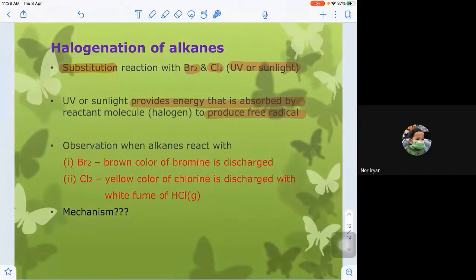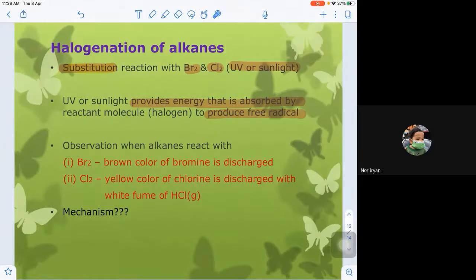Or we also can react it with chlorine. We know that chlorine is yellow in color. So if X is an alkane, it will discharge the yellow color of chlorine. And another observation is the production of white fumes. We can see the white fumes produced. That is the HCl gas that is formed during that reaction. So if you are using bromine, only one observation. But if you are using chlorine, there are two observations: the yellow color of chlorine is discharged and also the white fumes of HCl form.